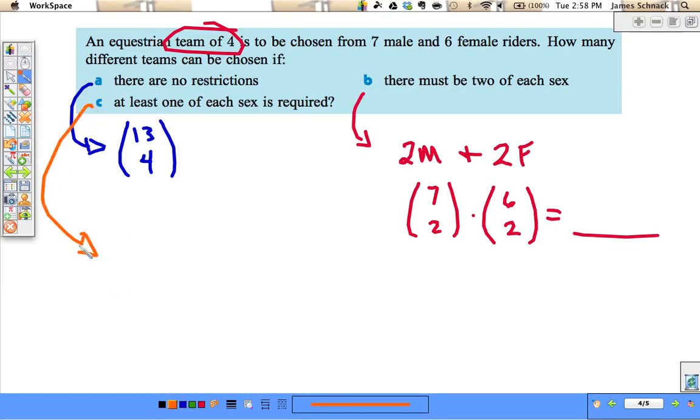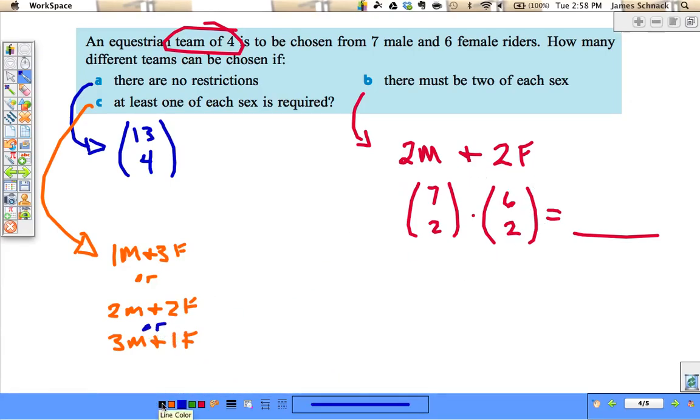Lastly, at least 1 of each sex. That means that we could have 1 male and 3 females. Or, what does or mean, guys? Or means add. 2 male and 2 female. Or 3 male and 1 female. So we're going to have 3 of these kind of things that we're going to add together.